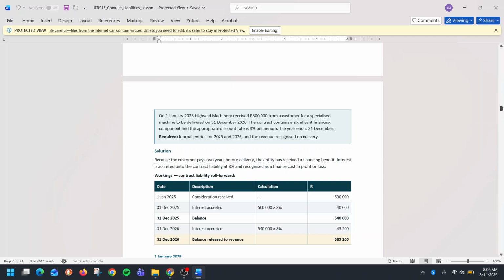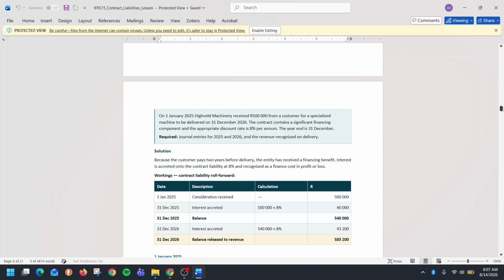The first thing to remember, we received the money in advance. Because the customer pays 2 years before delivery, the entity has received a financing benefit. Interest is accrued onto the contract liability at 8% and recognized as a financing cost in profit or loss. What do we mean? The consideration that we actually received was 500,000. But because there is a financing component, we have 8% in the first year. We are going to say your 500,000 multiplied by the 8%, you get the amount. From there, the balance is going to carry down.